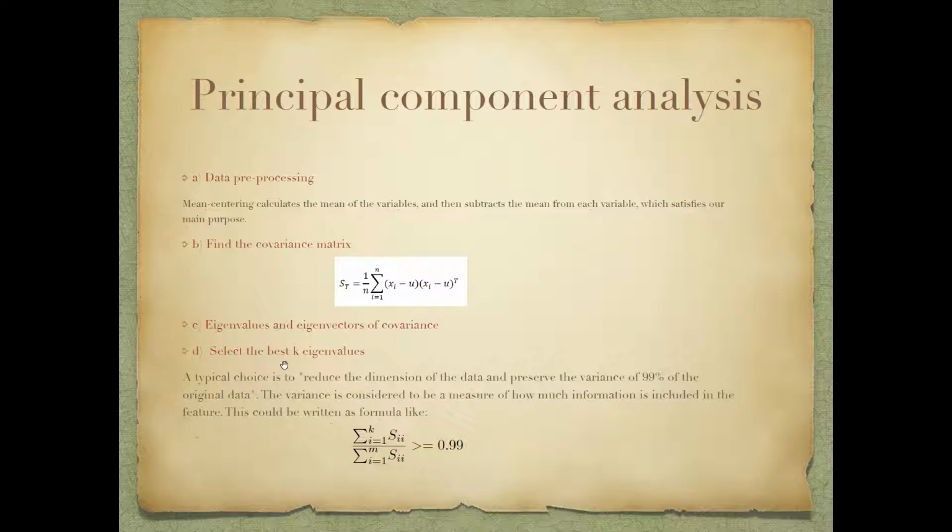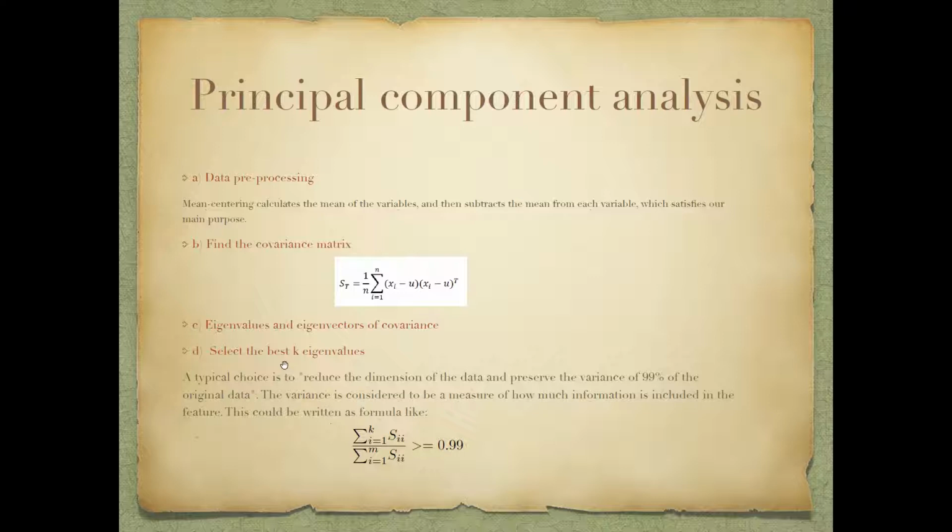There are four major steps in this algorithm. The first thing is data pre-processing. Here we will use mean centering. It will calculate the mean of the variables and then subtract the mean from each variable, which satisfies our main purpose. Next, we will find the covariance matrix, and then what we need to do is some simple linear algebra calculation to calculate the eigenvalues and eigenvectors of the covariance.